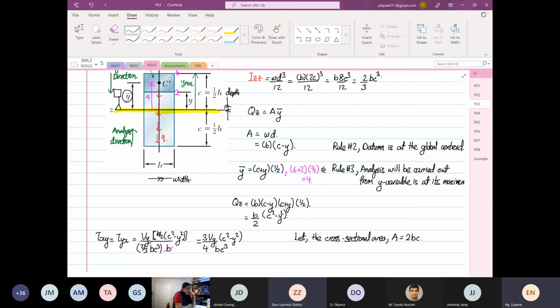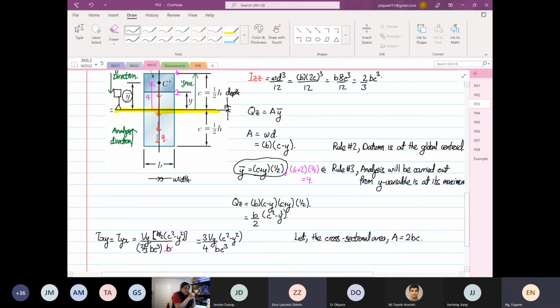Can you talk? Oh, you are okay already. The distance to c prime, right? So the distance to c prime is c plus y times half, not c minus y. Okay, and I'll just show you why down here. This is the formula that you're concerned about, right? Am I right?